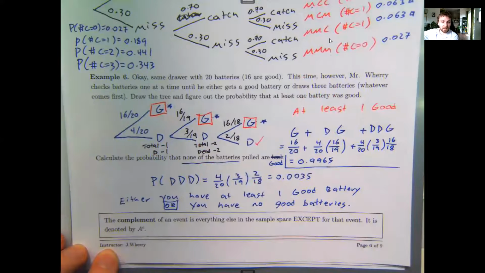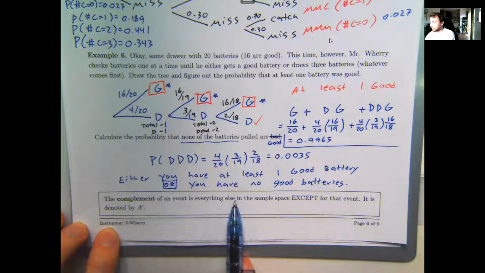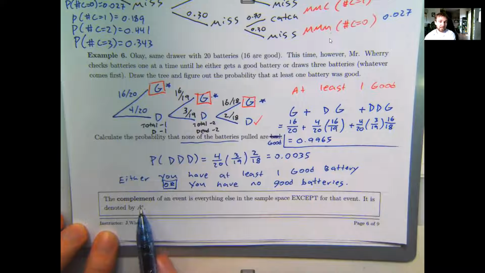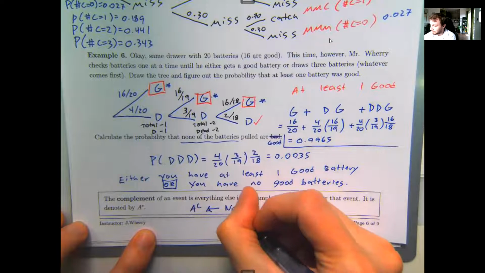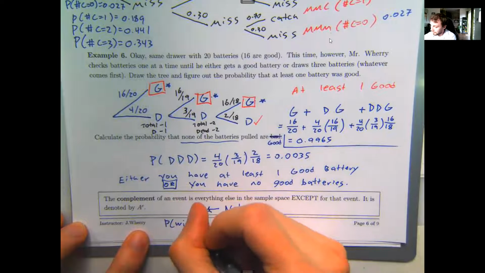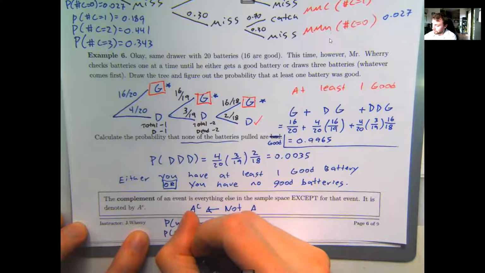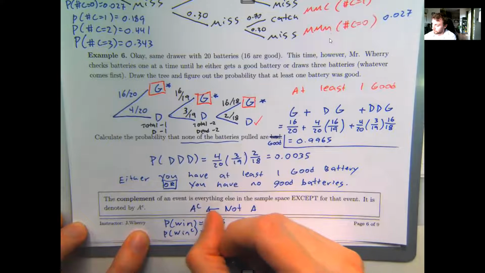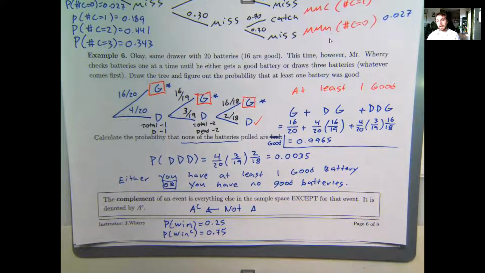There's actually a name for these kinds of pairings. They're called complements. The complement of an event is everything else in the sample space except for that particular event. It's denoted A with a C, which is just a fancy way of saying it's not A. So if the probability that you win a game is, say, 25%, the probability that you don't win would be 75%. It's everything but that. They add up to 100%. They're opposites.